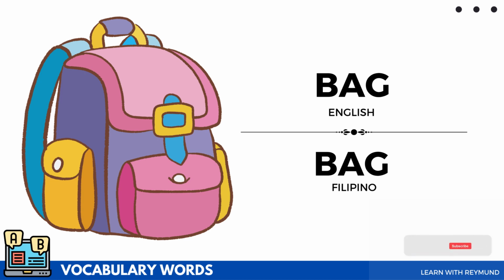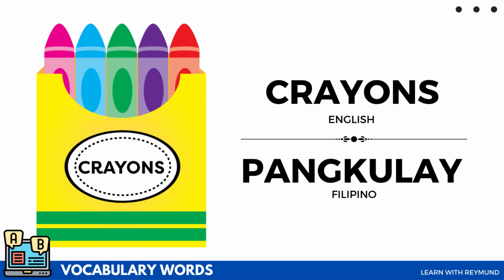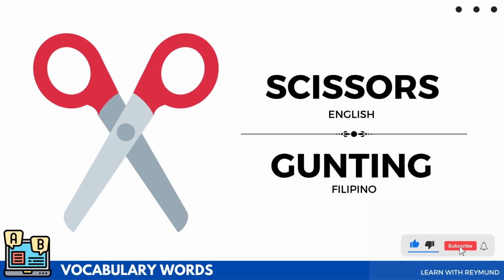Bag. In English, it's a chalk, while in Filipino, it's a tisa, or it can also be a chalk. Chalk, tisa. It's crayons in English, while in Filipino, it's your pangkulay. Crayons, pangkulay. In English, it's scissors, while in Filipino, it's gunting.